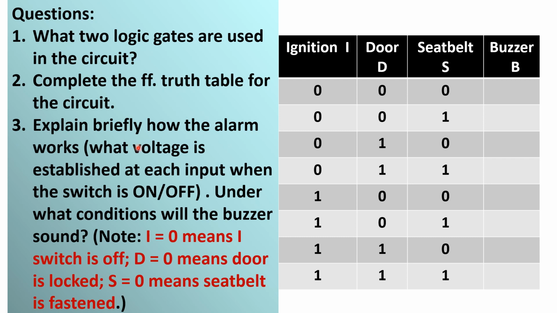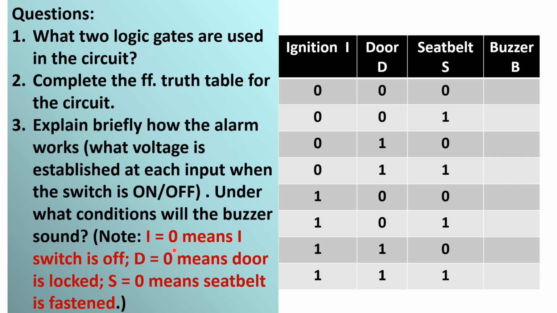So the third question is for you to explain briefly how the alarm works, meaning what voltage is established at each input when the switch is on or off. And specifically, under what conditions will the buzzer sound? You can describe the conditions for the buzzer to sound if you first fill this up. The truth table is completed first, all right?